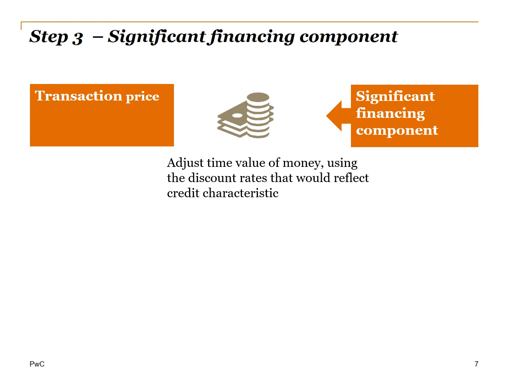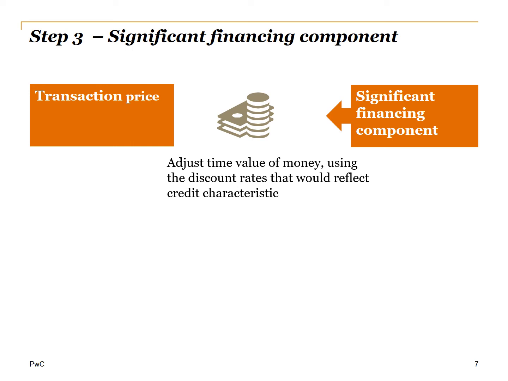If a significant financing component exists, the company should adjust the promised amount of consideration in the transaction price for the impact of the time value of money. The objective is to recognise revenue at an amount that reflects the cash selling price of the goods or services to be provided to the customer. Interest income or interest expense resulting from a significant financing component should be presented separately from revenue, as this does not fall into the definition of revenue under IFRS 15.